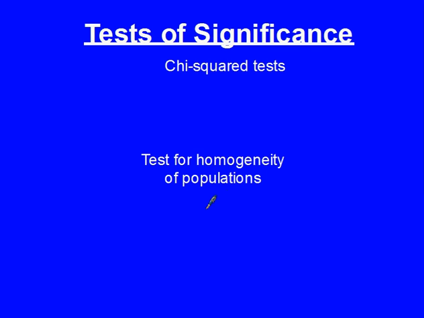The second type of chi-square test is a test for homogeneity of populations. Let's look at an example.